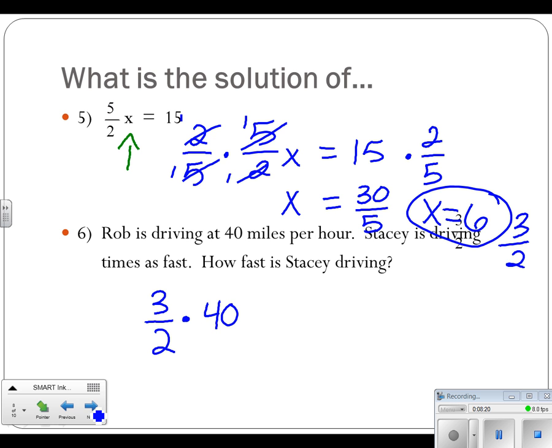And so what's 1 1/2 of 40? Well, if we look at this as rational numbers, I reduce the 2 and the 40 by 2. 2 divided by 2 is 1, 40 divided by 2 gives me 20. Multiply the numerators, multiply the denominators. So Stacy's going 60 miles per hour.